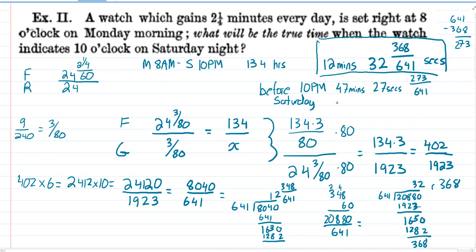Okay, so we can either say it's going to show this much, 12 minutes, 32 and 368 over 641 seconds before 10 p.m. on a Saturday, or in terms of the actual clock, it's going to show 9, 47, and then 27 and 273 out of 641 seconds. Okay, 9 hours, 47 minutes, 27 and 273 over 641 seconds. Okay, good job. Keep practicing. These are just arithmetic problems, but they're good because they involve careful reasoning, right?